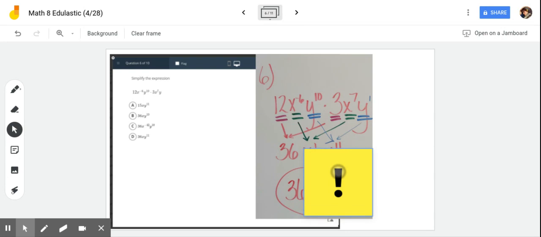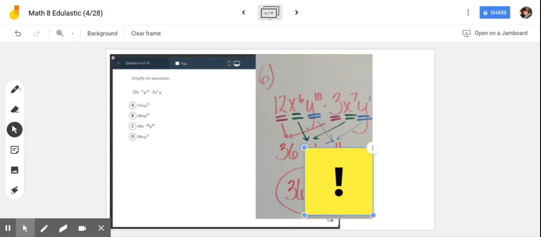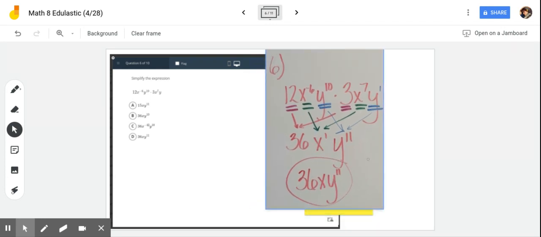Now, we've got x to the negative 6 times x to the 7th. The rule tells us that we're going to keep the base x, and we're going to add our exponents. Negative 6 plus 7 gives us x to the 1st. Then we're going to work with our y's. I've got y to the 10th times y to the 1st. Keep my base y. Add my exponents. I get 11. My final answer is 36x y to the 11th.